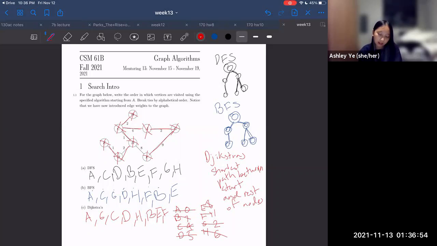So hopefully this helps you guys understand DFS, BFS, and Dijkstra's, and that you understand graph search in general.